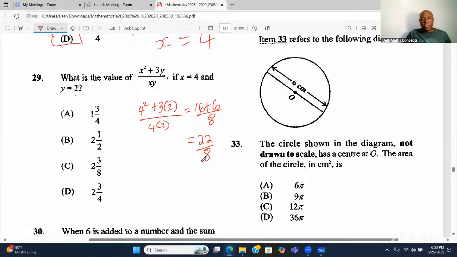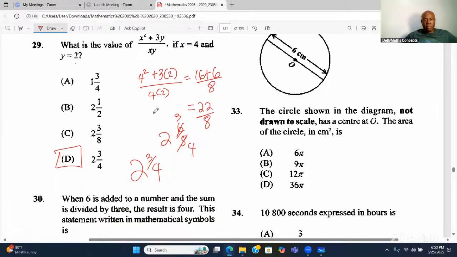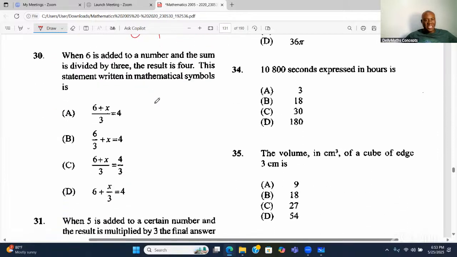How many times can 8 go into 22? 2 times. That's 8 twos are 16, right? And remainder, 6 over 8. We're not seeing that, but you could break down your 6 over 8. 2 into this 3, 2 into this 4. So we're looking for 2 3/4. Is it there? Yes. So you take it and you go. So you're just working until you see your answer showing up. A lot of times it's not going to show up immediately, but you work it down as you go. Regular substitution. That's number 29. The answer is D.